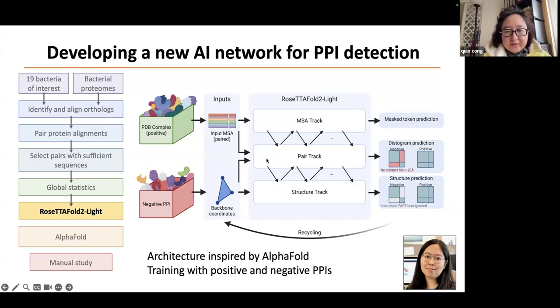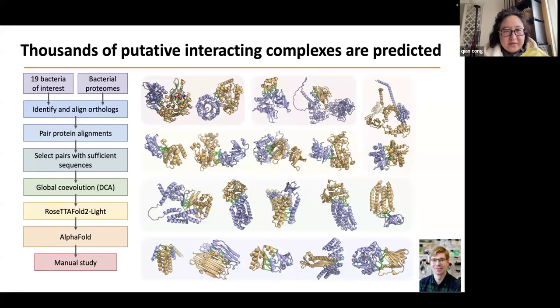Then, to train this model, we took known protein complexes from the Protein Data Bank and used their structures. We also took protein pairs that shouldn't interact as a negative control. Using both the positive and negative controls, we trained this network to predict the protein complex. By the way, this network also learned to distinguish true interactions from false interactions. So we applied this pipeline, and we identified thousands of putative interacting protein complexes.